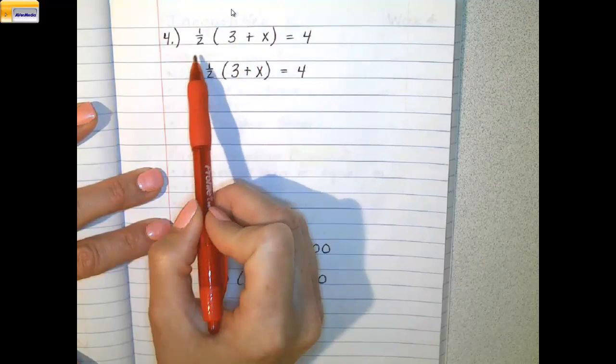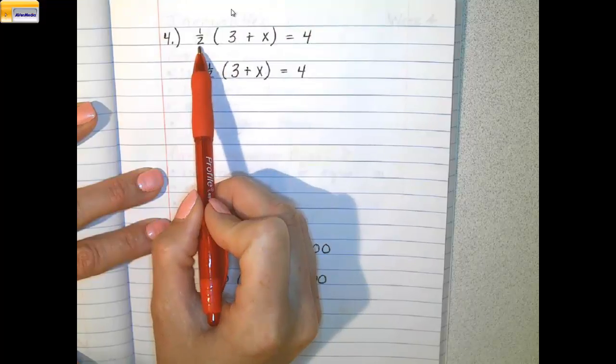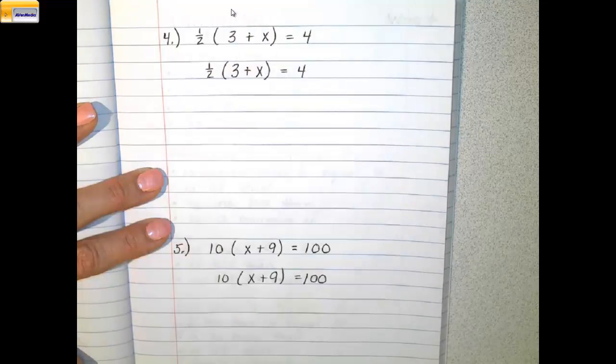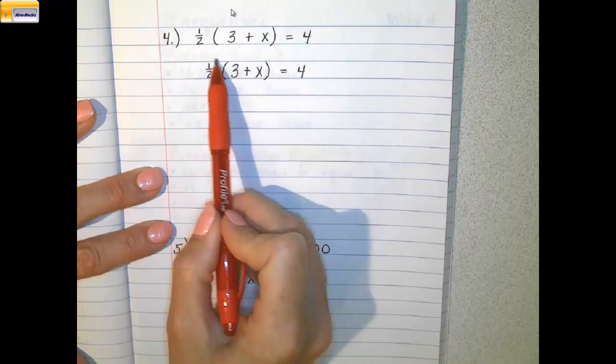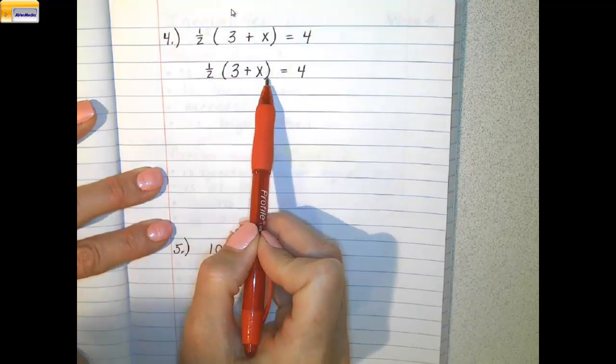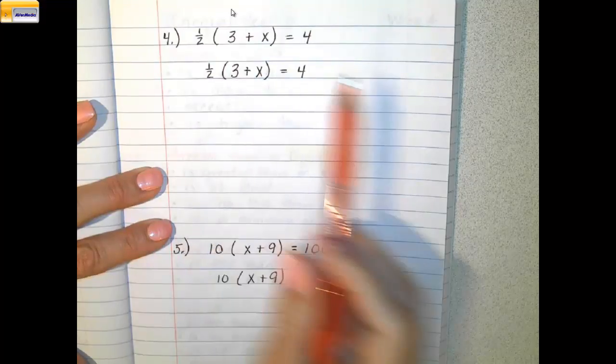This is the example of 1/2 of the sum of 3 plus x is equal to 4. You may recall this from our example on translating sentences to equations. So in order to solve this, I'm going to have to start by trying to undo the operation of multiply out here. I have 1/2 times the sum. I want to keep that sum together for now.